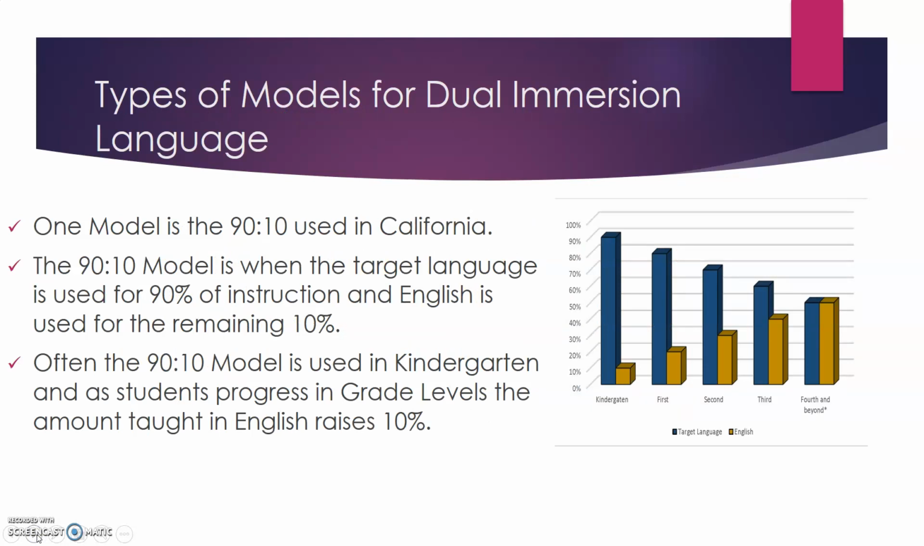One model that you might see for the dual immersion program is the 90-10 model, which is quite often used in California. The 90-10 model starts in kindergarten, when the target language is used for 90% of the day for instruction, and English is used for the remaining 10%. Often, the 90-10 model is used in kindergarten, and as students progress a grade level, like going from first, second, third, and fourth, the amount taught in English raises by 10%, eventually leveling off at about 50-50.